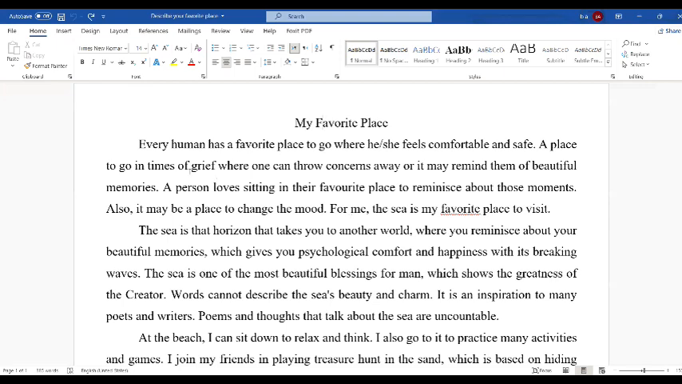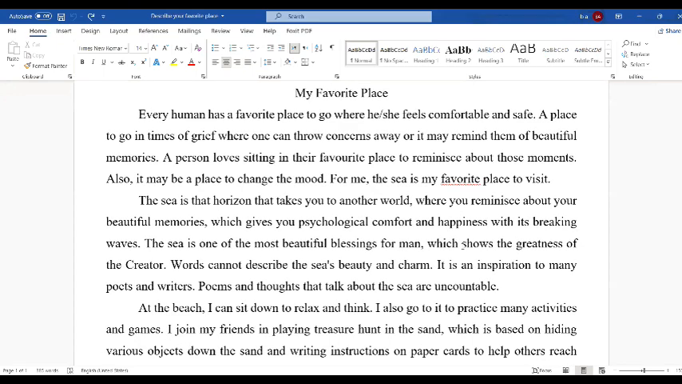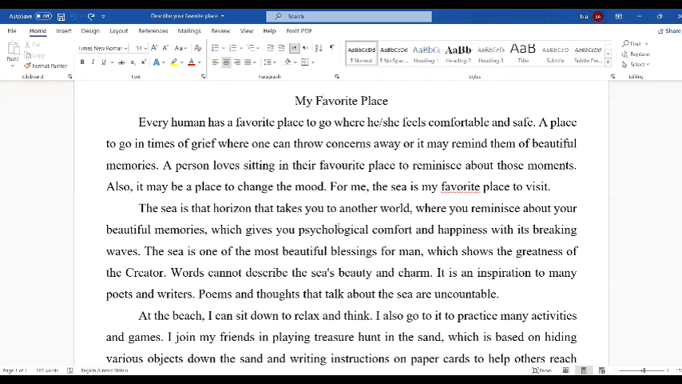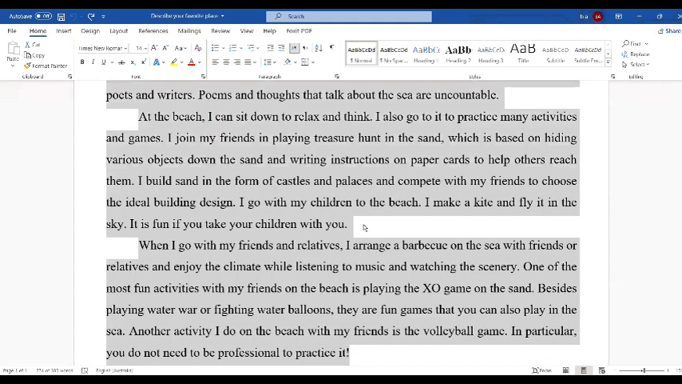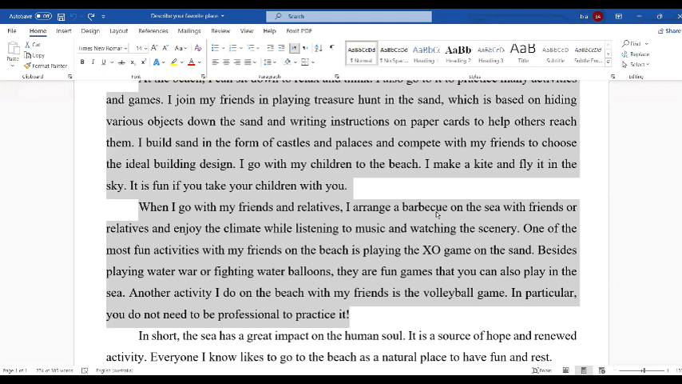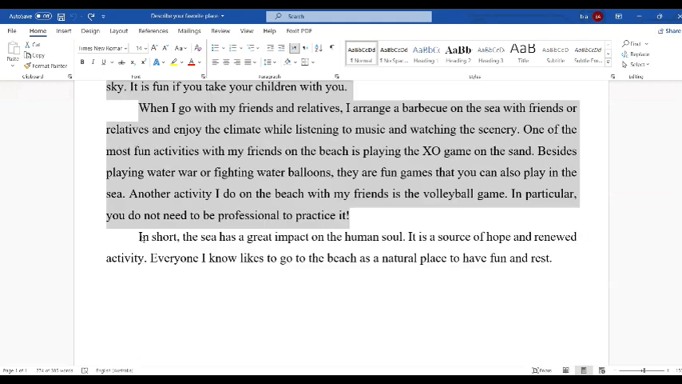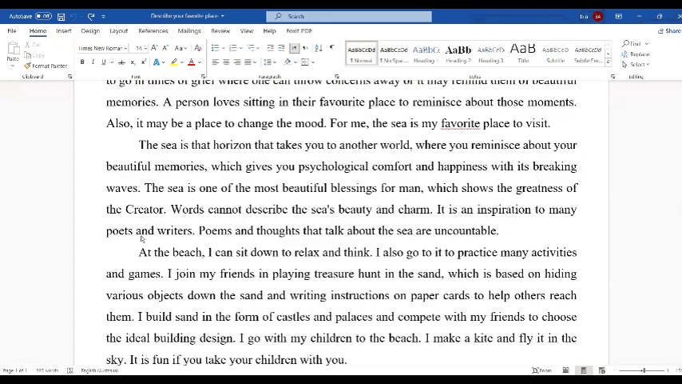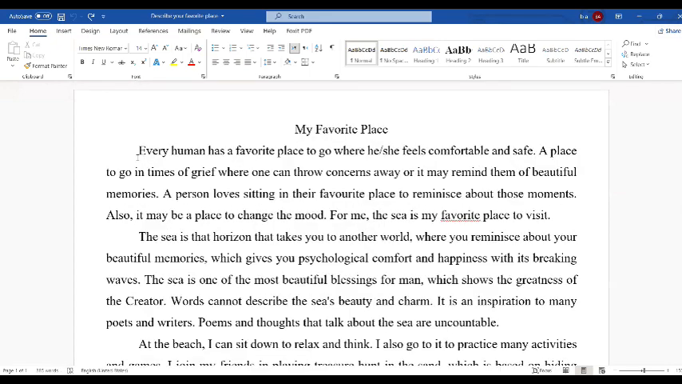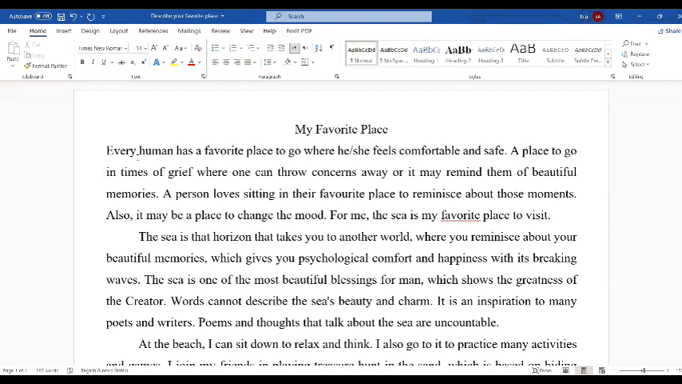Okay, so let's begin with the introduction. As we learned before, we have a paragraph as an introduction, which is the first one. And after the introductory paragraph, we will have the body paragraphs, for example two or three body paragraphs. And at the end, we have a concluding paragraph. Okay, you know this space.